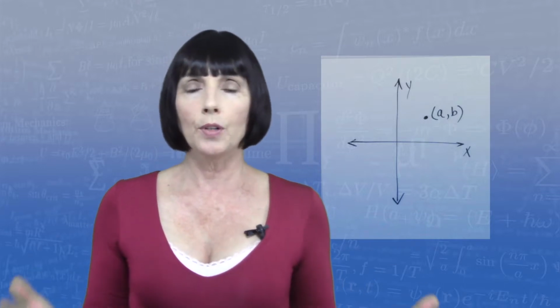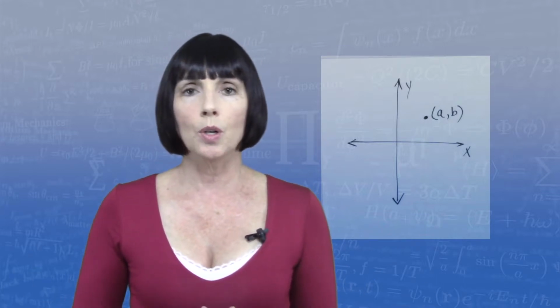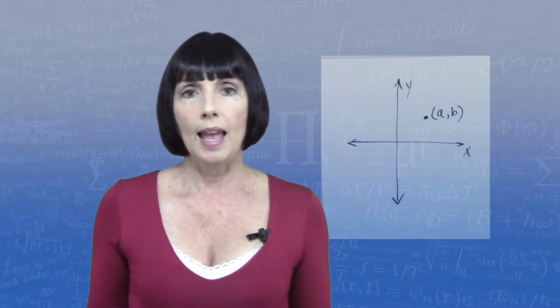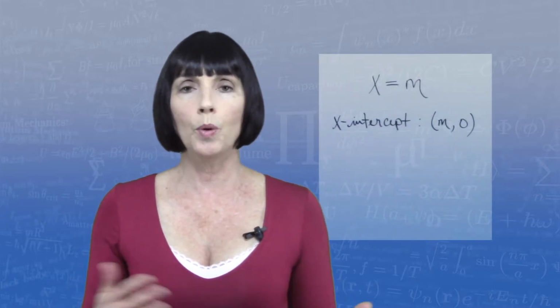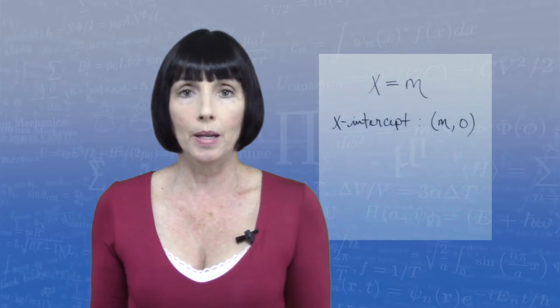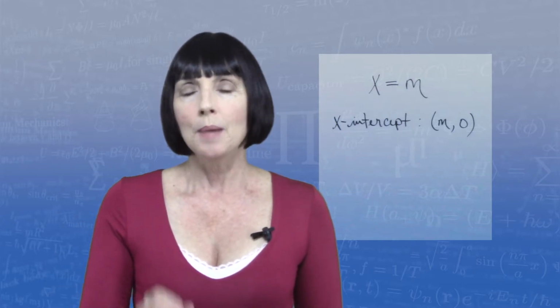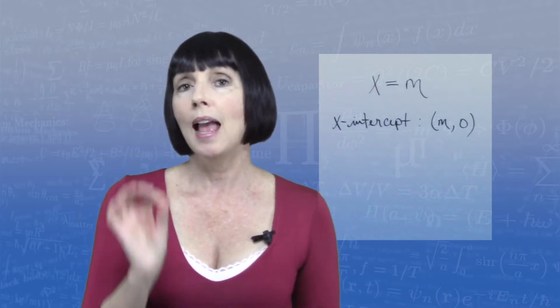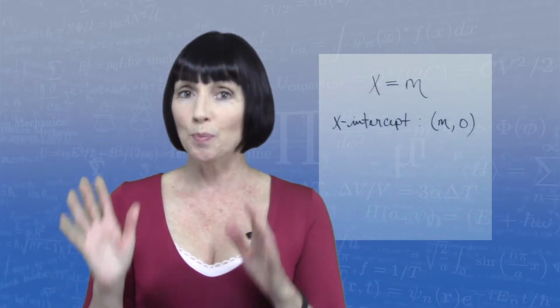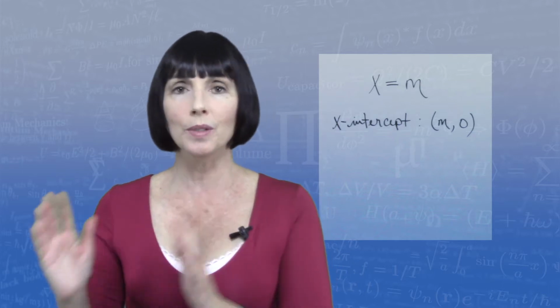So let's say, for example, I wanted to find an x-intercept, so I set y equal to 0 and I solve, and I come up with x equals some number m. My x-intercept is not x equals m. My x-intercept is the point (m, 0). It's the point where x equals m and y equals 0.